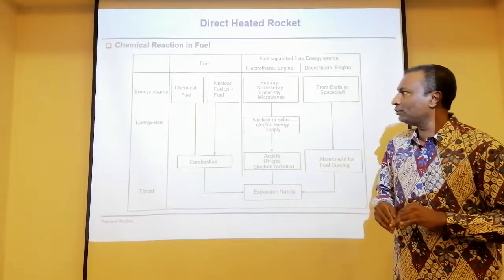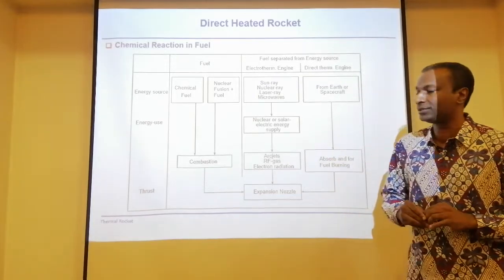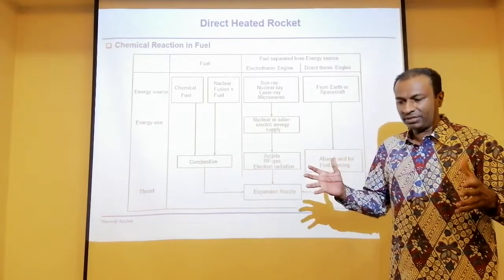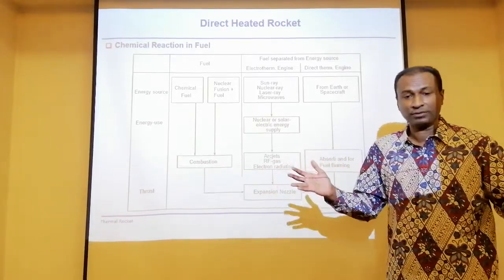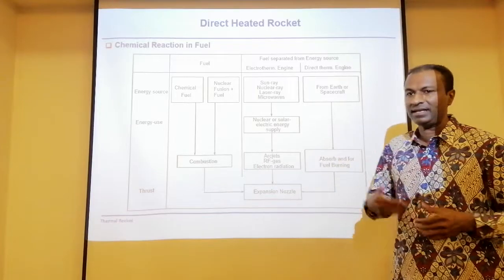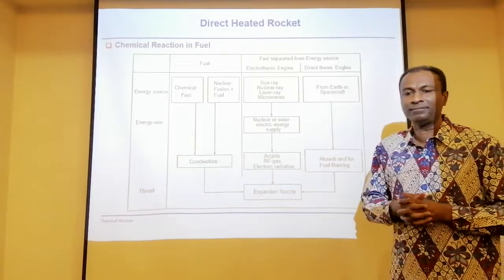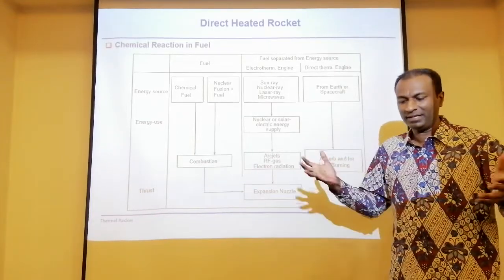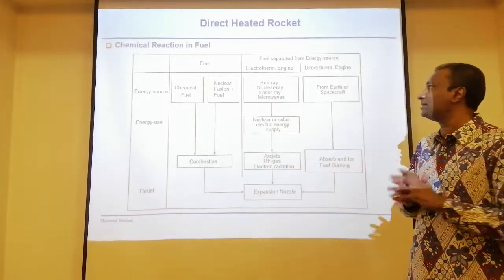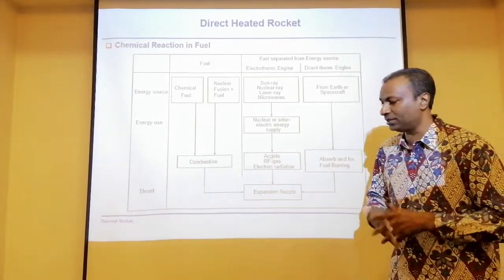All right, now if you look at the rocket business, at the chemical reaction in fuel, there are directly heated rockets. If you have a rocket engine, you definitely have fuel already, so you need to burn the fuel. There are methods where you directly heat the fuel, which you call a direct heated rocket. It's just like a car. A car is practically a direct heated engine, because the burning takes place directly in the chamber. So we will start categorizing the rocket engine by looking into the chemical reaction in the fuel itself.